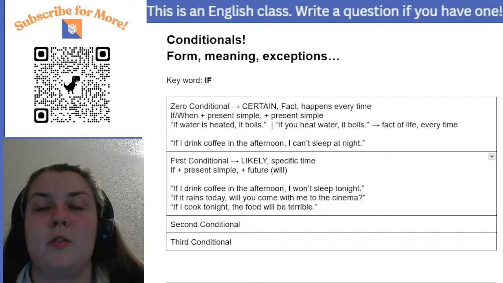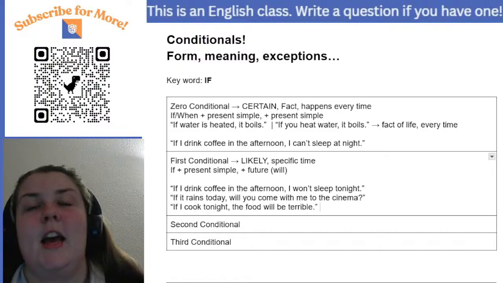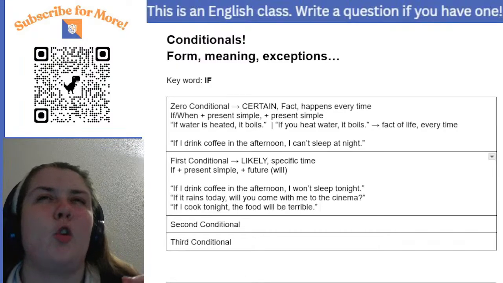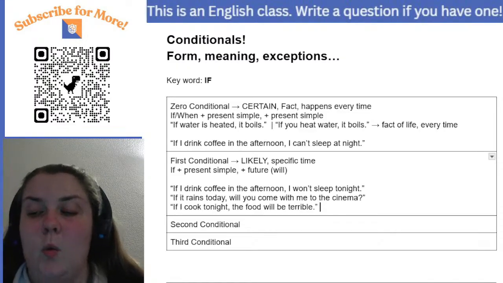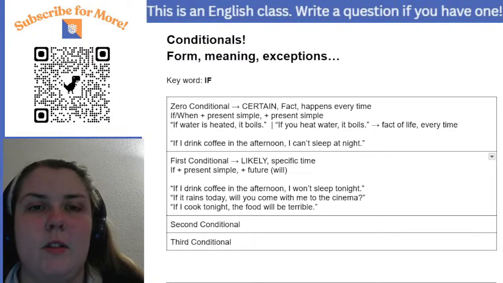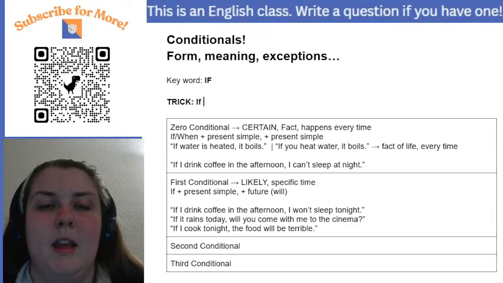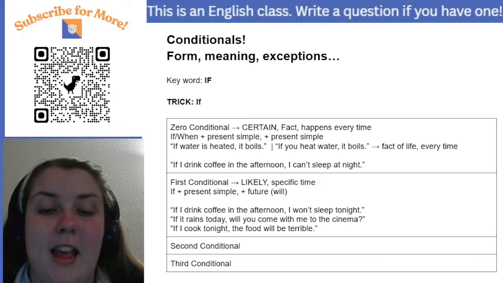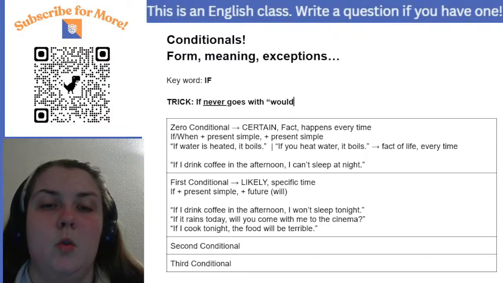But what often happens is that when we introduce the second conditional and the third conditional, things become a little bit crazy. And that's why I want to talk to you about this today, because I want to make it crystal clear the difference between each of these conditionals. One trick that I think is really, really helpful, I'm going to include this at the top here. If, in the case of conditionals, never, ever, ever goes with would.